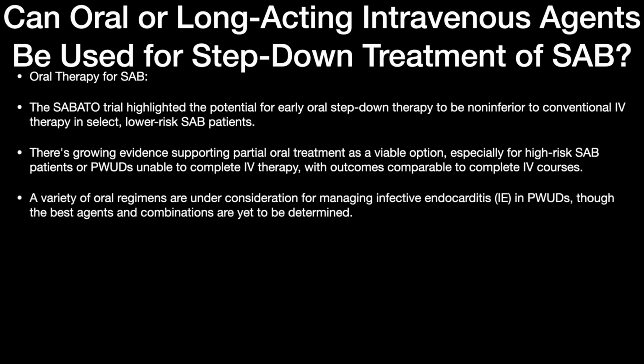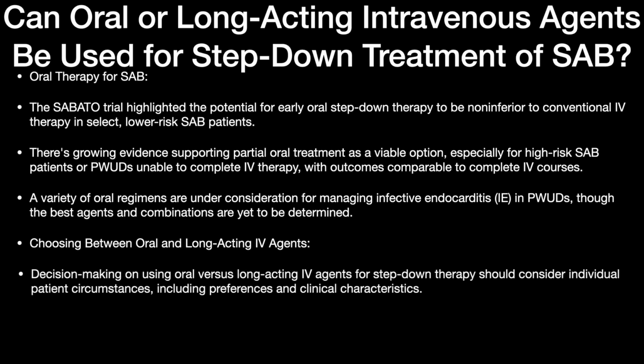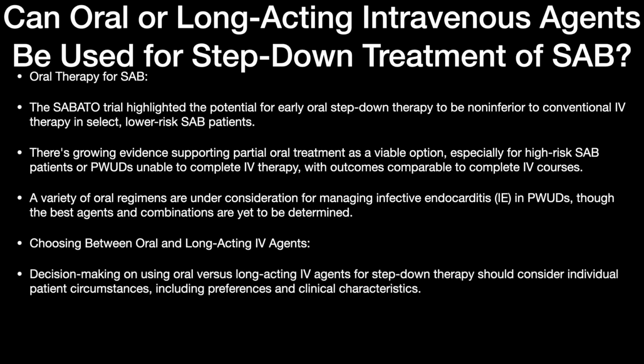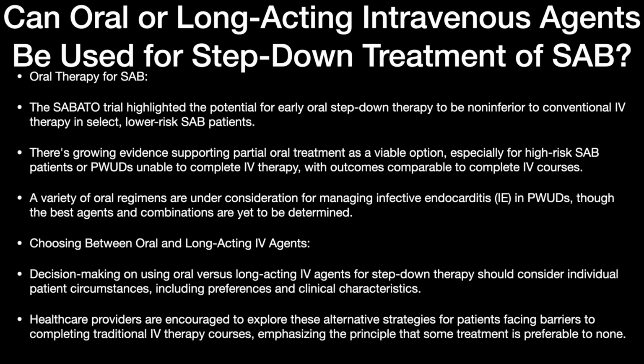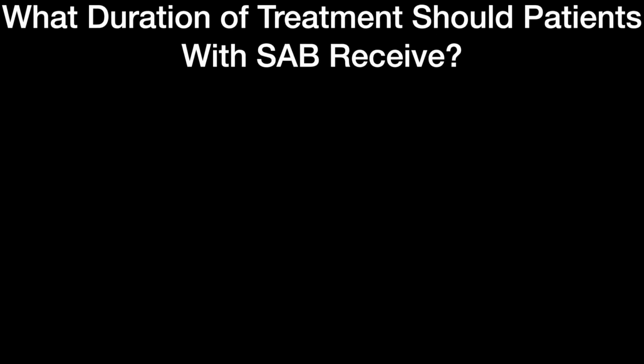A variety of oral regimens are under consideration for managing infective endocarditis in patients who are taking drugs, although the best agent and combination is yet to be determined. Choosing between an oral and long-acting IV agent: decision making on using oral versus long-acting IV agent for step-down therapy should consider individual patient characteristics, including preferences and clinical characteristics. Healthcare providers are encouraged to explore these alternative strategies for patients facing barriers to completing traditional IV therapy courses, emphasizing the principle that some treatment is preferred to none.